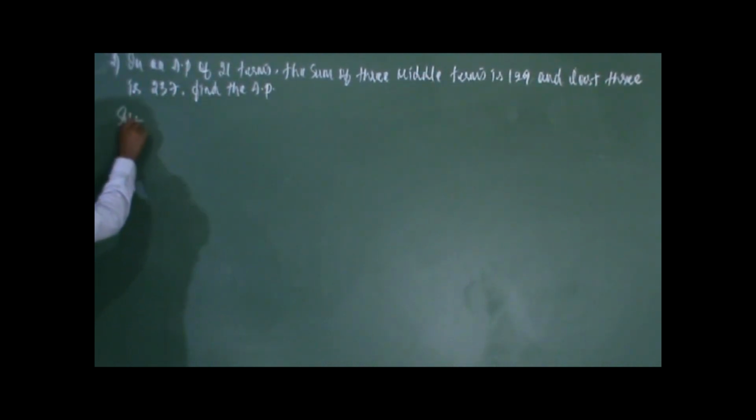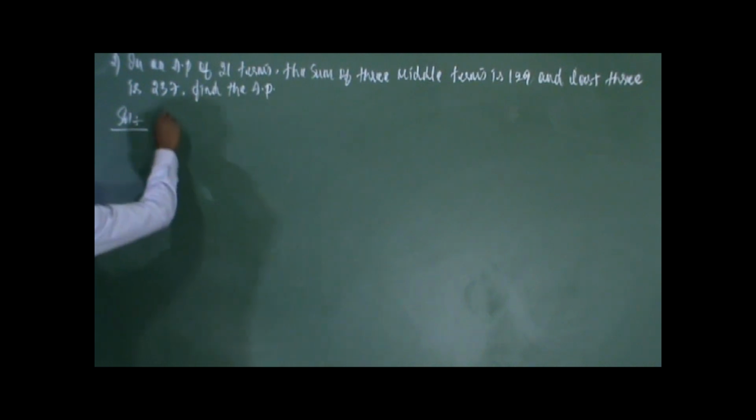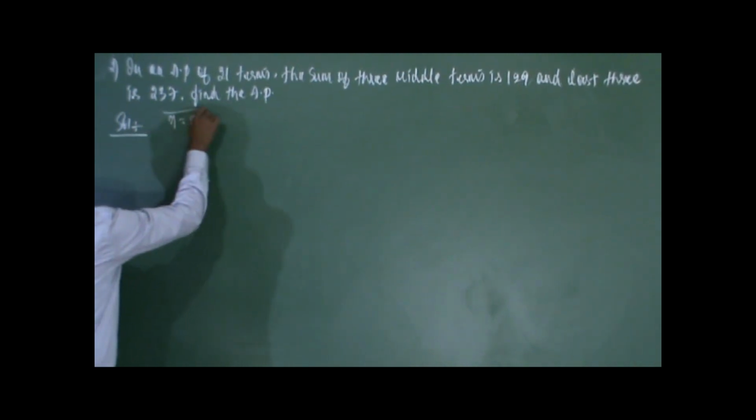So in an AP of 21 terms, n is equal to 21. We write the data. The sum of the 3 middle terms is 129. The 3 middle terms are A10 plus A11 plus A12, and the sum is 129.